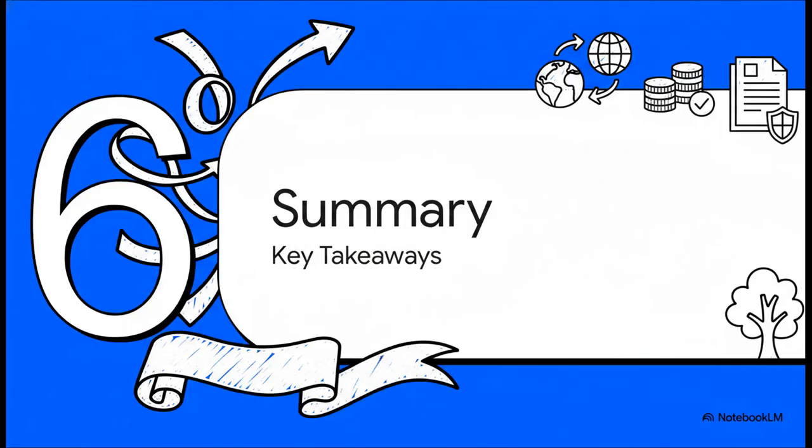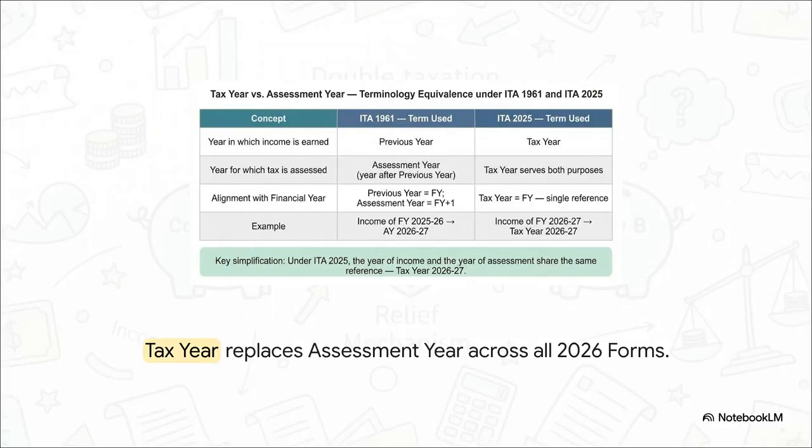Finally, Part 6, the summary. Let's bring all these concepts together. Just a quick final reminder on that crucial terminology update for all your 2026 filings, the shift to a single tax year. Under the old 1961 Act, juggling a previous year for earning income and an assessment year for taxing it caused immense confusion, especially for cross-border clients. Now they share one single reference. So the financial year 2026-27 is simply called tax year 2026-27 across all your forms.